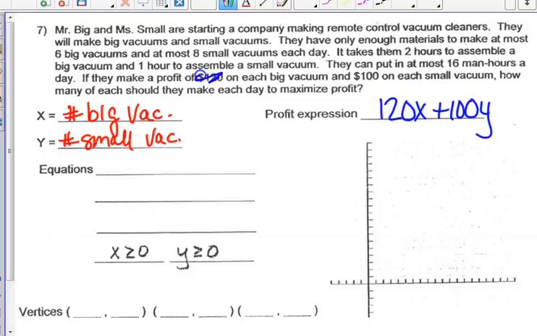All right. We got rid of that number. We got rid of that number. Yeah, we did. I always look for the restrictions next. Okay, so it takes 2 hours to assemble a big bag.